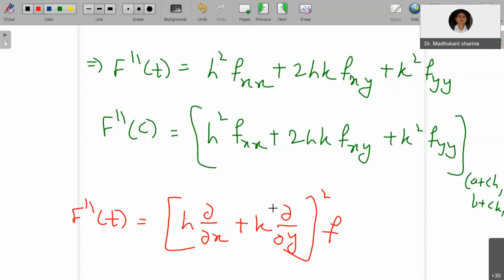I'm telling you about the binomial here because in a similar fashion you can further assume that all third order partial derivatives are continuous, means third order derivatives exist. Then you can certainly find what h time dou by dou x plus k time dou by dou y cubed will be, straightforward, by using the binomial formula. So that will lead to somewhere later. Okay, let's deal with it. So you have this second derivative at c as this.